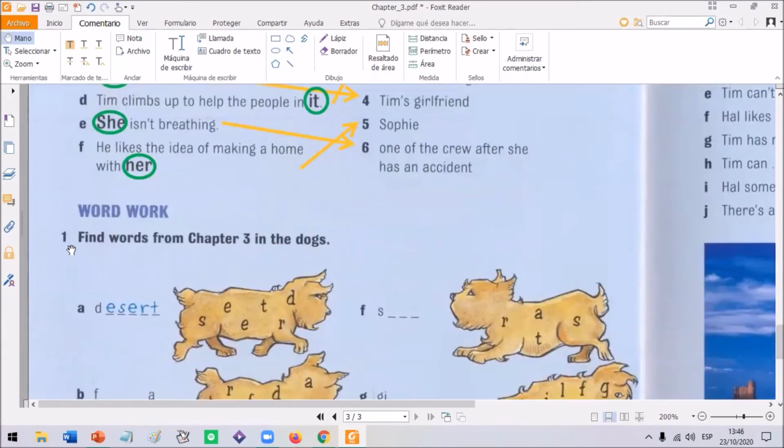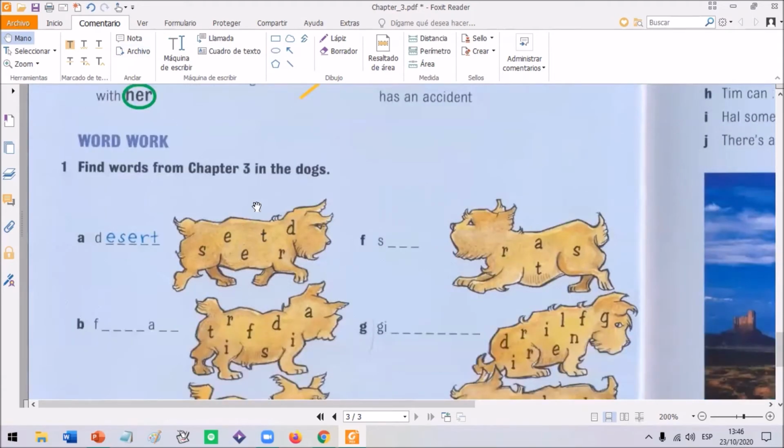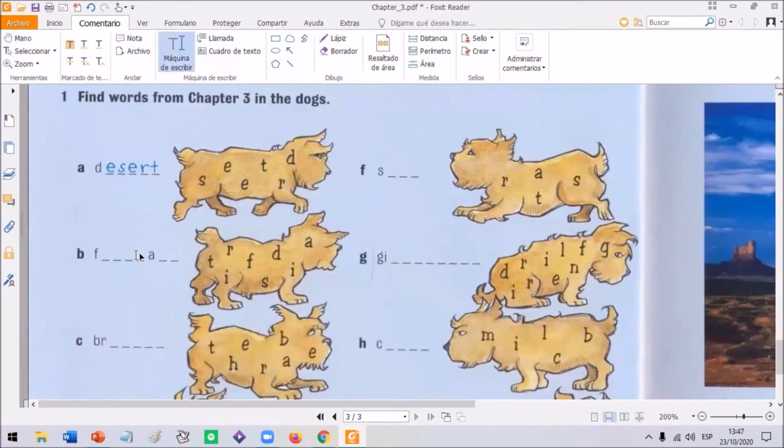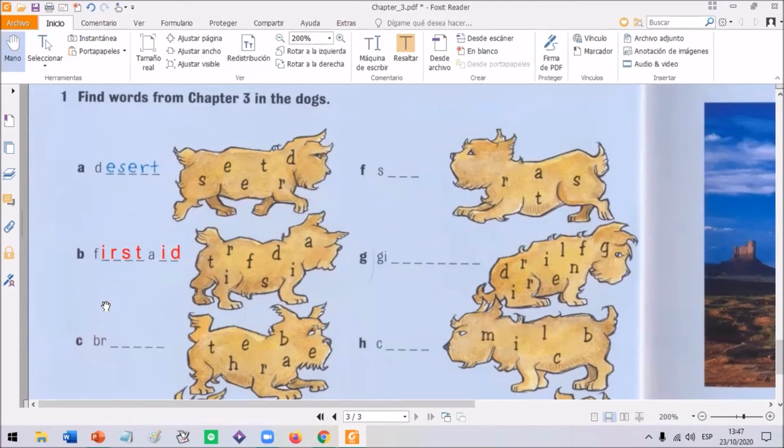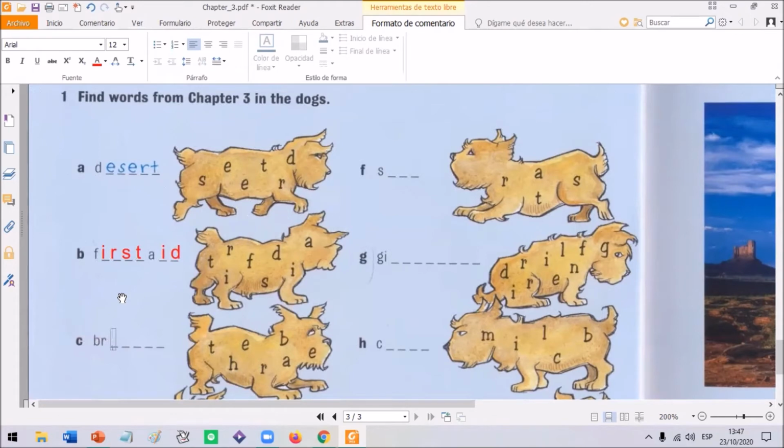Word work, activity 1. Find words from chapter 3 in the dogs. So we have to put the letters in order. For example, desert. What's the next? Do you know? Come on, tell me on the chat. Yes, very good. First aid. Primeros auxilios, right? First aid. Then, the next, what's the word now? Yes, excellent. Breathe.